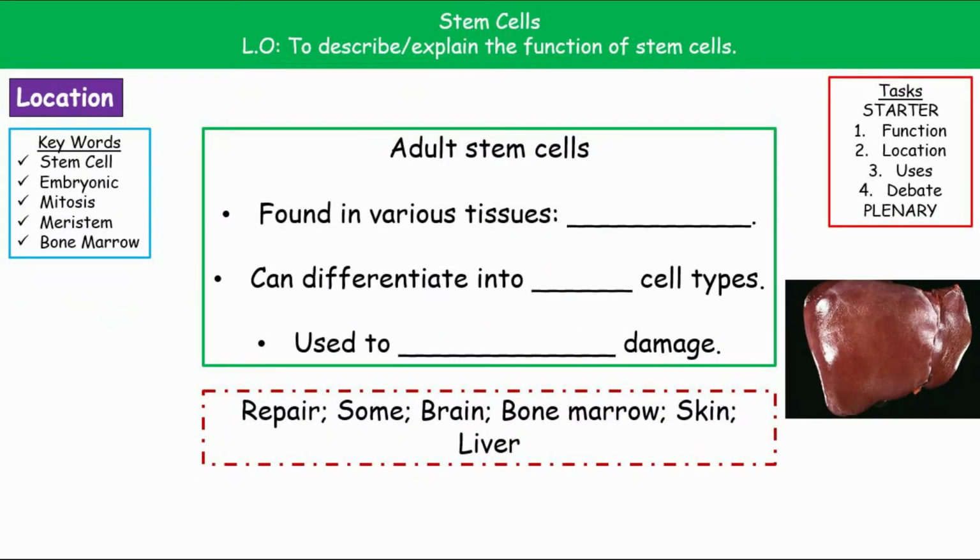When it comes to adult stem cells then, they're slightly different. And what we've got here, same thing as before, 3 sentences for you to have a go at finishing off in your books, and the keywords are again in the red box at the bottom. So I'll give you a couple of minutes to have a go at that.